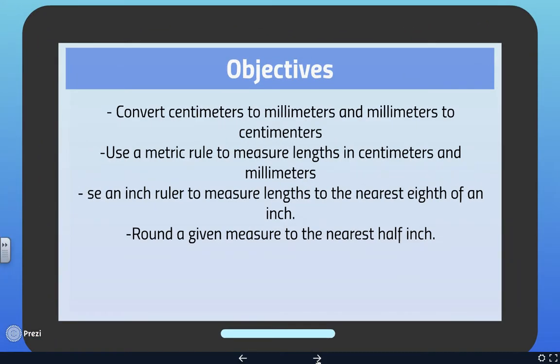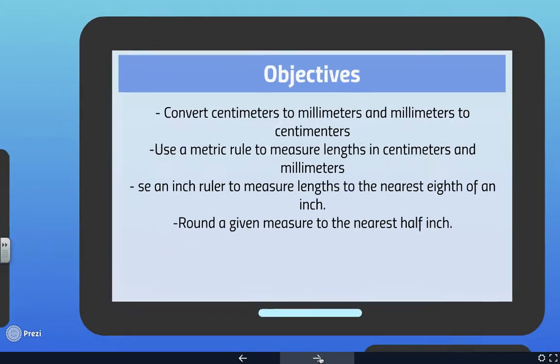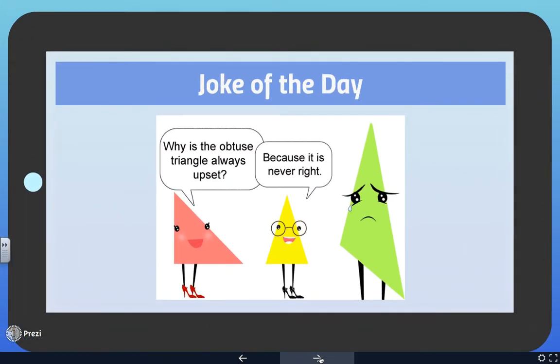We are going to be able to convert centimeters to millimeters and vice versa. We should be able to use a metric ruler to measure lengths in centimeters and millimeters, use an inch ruler to measure lengths to the nearest eighth of an inch, and round a given measure to the nearest half inch.